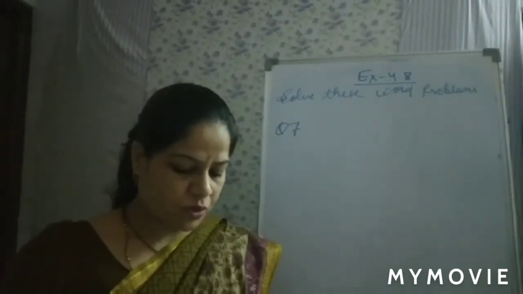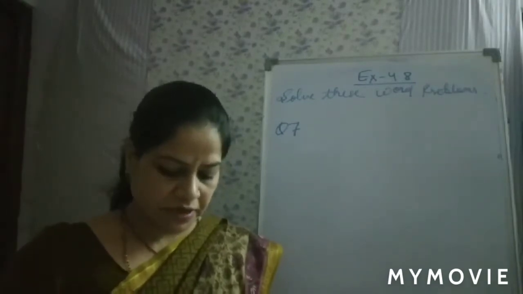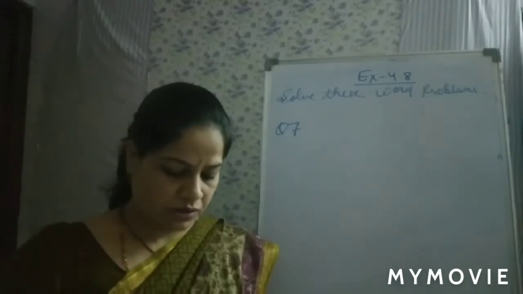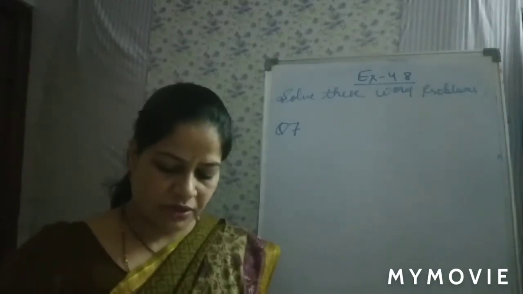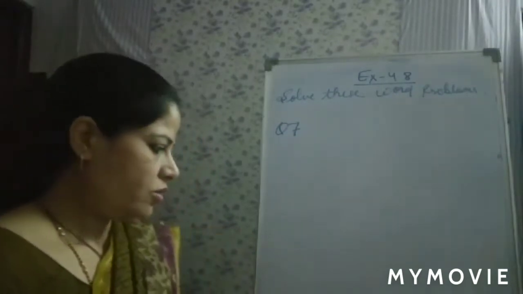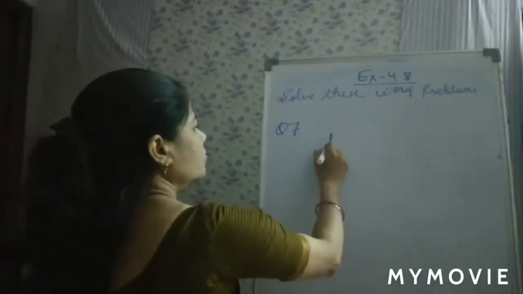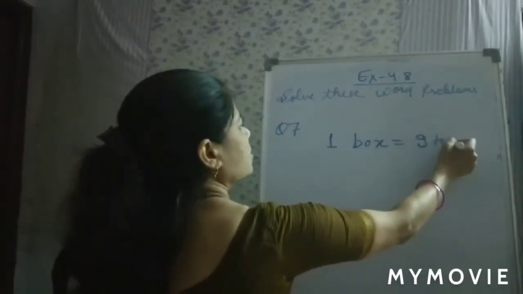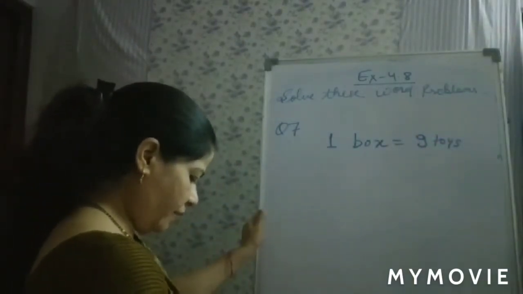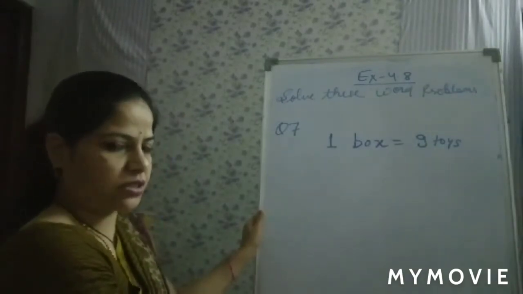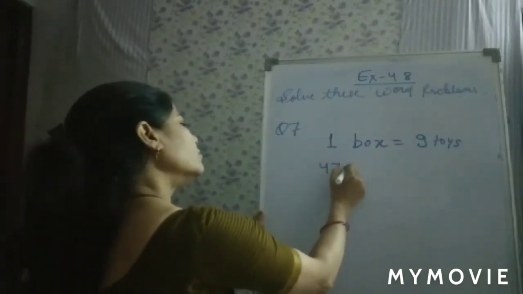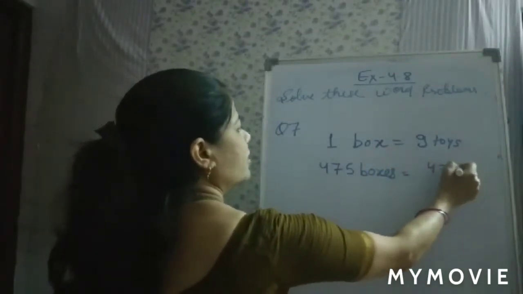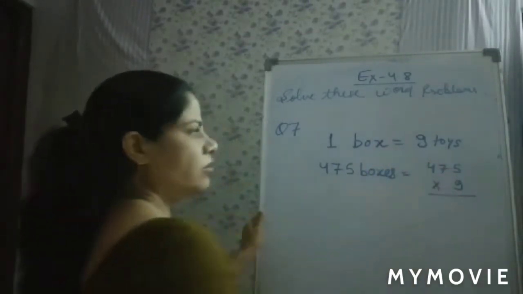The seventh word problem is, there are 475 boxes of toys. Each box contains 9 toys. How many toys are there in all the boxes? So according to the question, one box contains 9 toys, and there are 475 boxes. So 475 boxes will contain 475 into 9 toys.